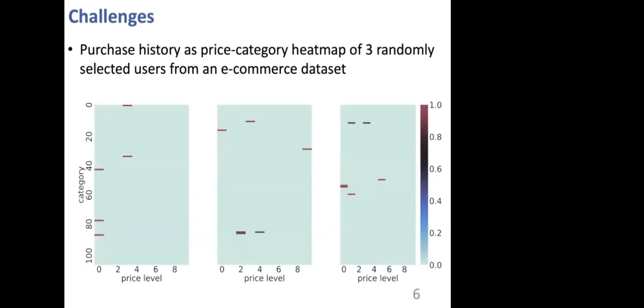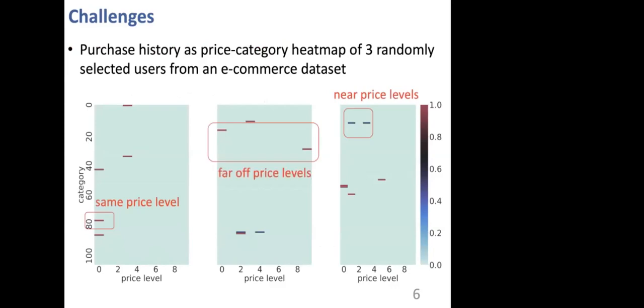Here is an example to verify the second challenge. We plot the purchase history of 3 users as a heat map, and each row represents a category and each column represents a price level. In the same category, the purchased items usually concentrate on the same price level or near price levels. But for different categories, the purchased items could be in far-off price levels. That means the second user is inconsistent in the 2 categories.